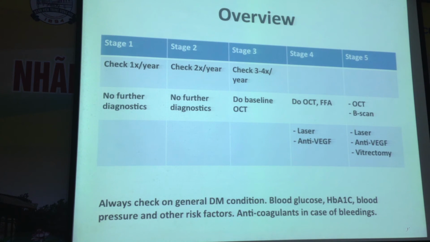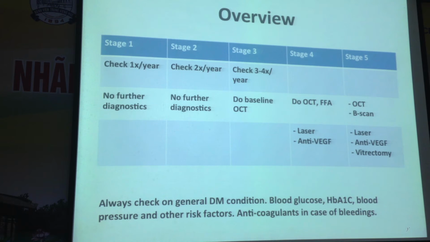This is another overview. What to do. Stage 1, no apparent signs, just check once a year and motivate your patients. Don't need to do any further diagnostics. Stage 2, increase your frequency of checkups to every 6 months. Still no other diagnostics necessary.